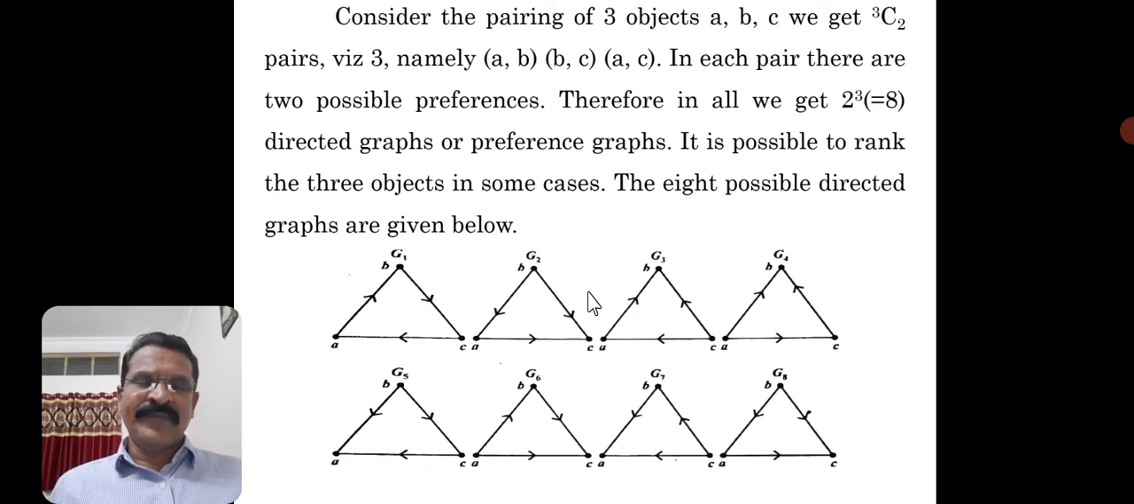You can see the preferences. In the first one, A to B, B to C, C to A. The second one, B to A and B to C, A to C. The third one, A to B and C to B, C to A. Like that you will get 8 types. If you are considering a tournament between 3 teams, it will help you.